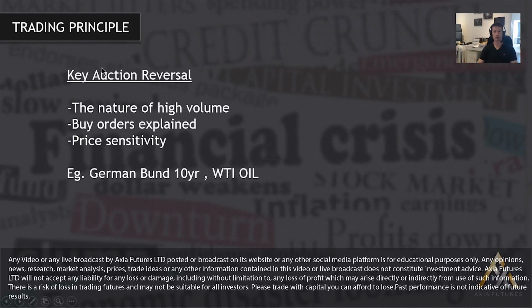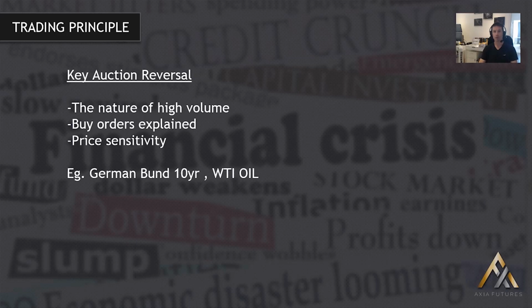That should not be key auction reversal, guys. Sorry, that should be iceberg or an elephant or a buy order. Okay, that's in essence what I'm going to explain to you. Now, the most important thing is that to be able to characterize what all three of these is, it comes down to the nature of volume.